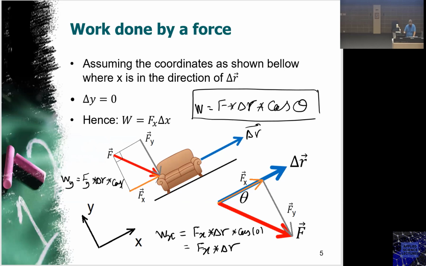Cosine of 90 degrees, which is 0. So Wy is 0. So the work due to the Y component is 0. Why? Because the Y component is perpendicular to the displacement, and that makes it 0.